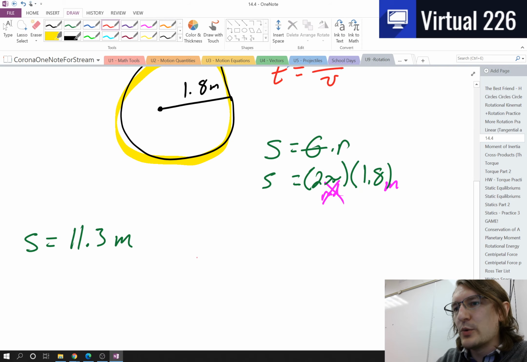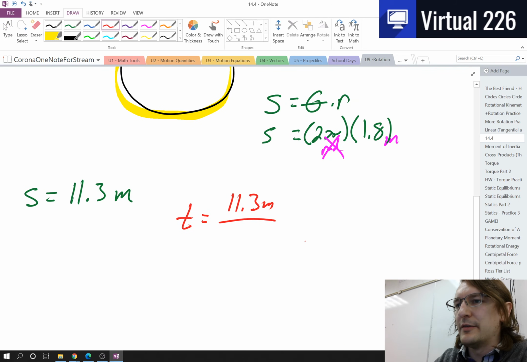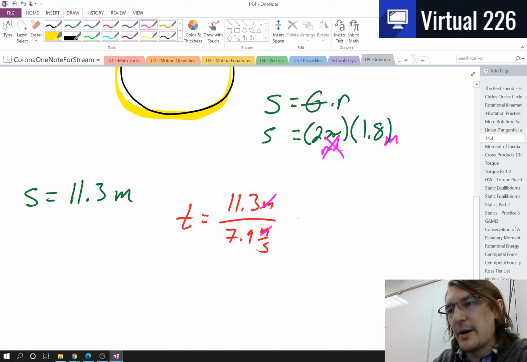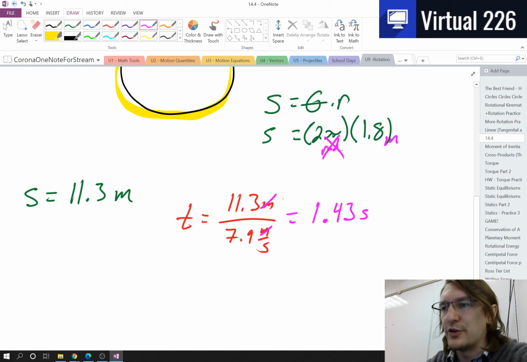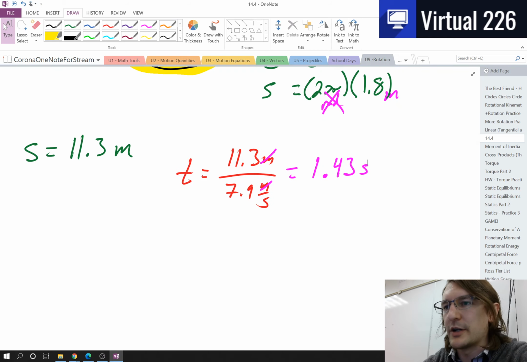So now we can just say that time here equals this physical linear distance, the 11.3 meters, divided by that top velocity of 7.9 meters per second. We see here that the meters are going to divide out, which is nice. The seconds is the denominator of our denominator, which brings it up into the numerator again, and we get 1.4 or 1.43 seconds. If you've been watching any of these videos, you know I'm not a huge stickler on sig figs, so we'll just say 1.43 and call it that, okay?